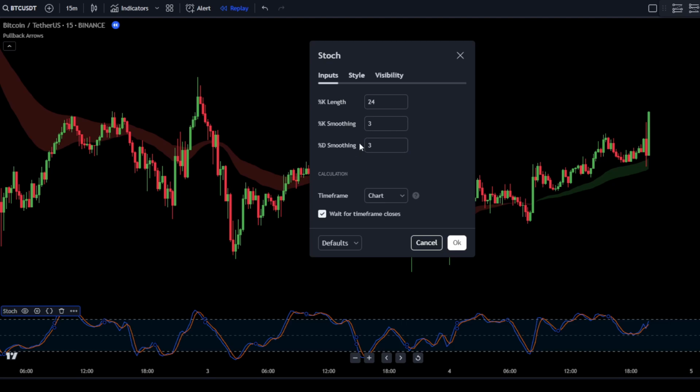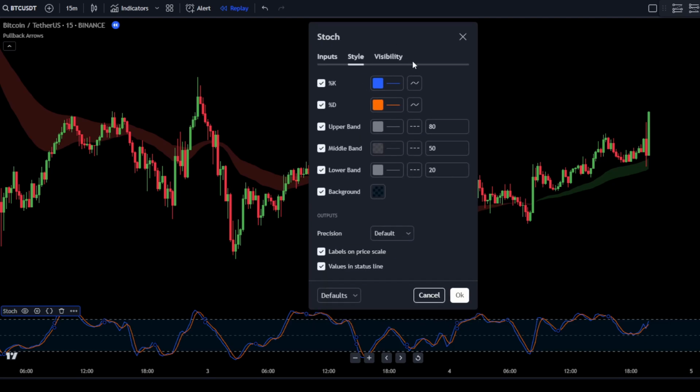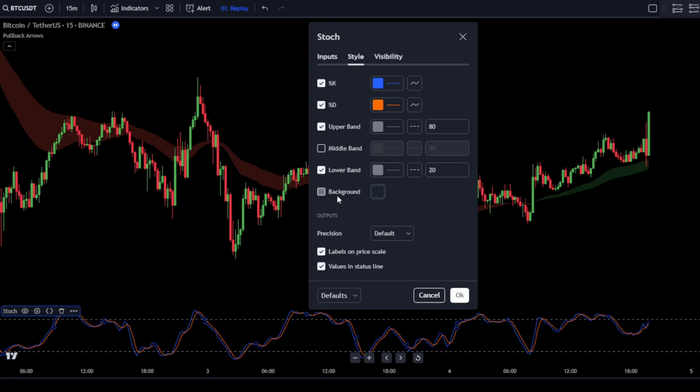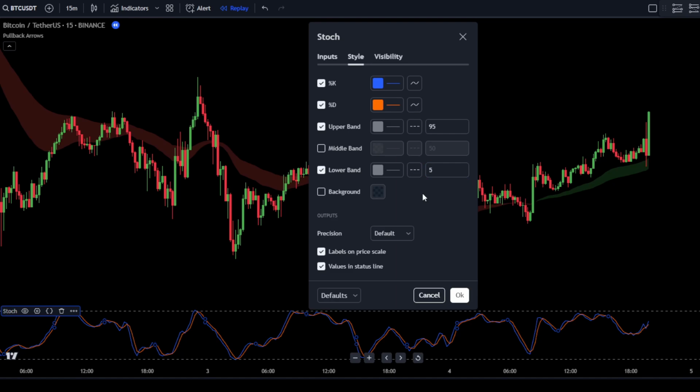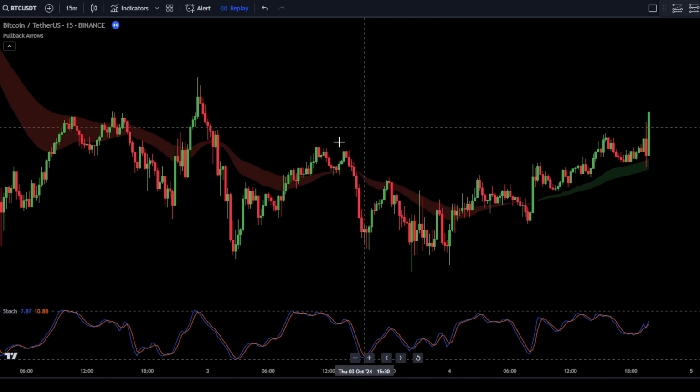Once done, go to the Style tab. In the Style tab, remove some markers that we don't need. Remove the markers for the middle band and background. After that, set the upper band level to 95 and the lower band level to 5. Once that's done, click OK to confirm the changes. This stochastic indicator will be used as a guide for placing entries in the market.